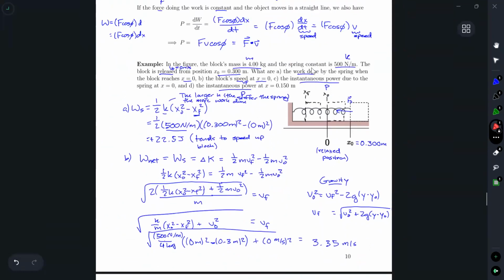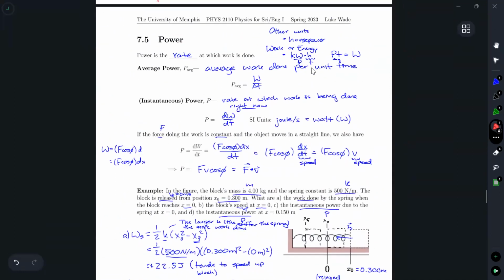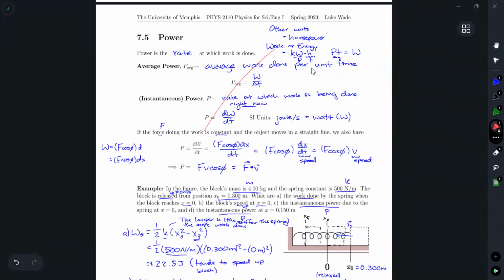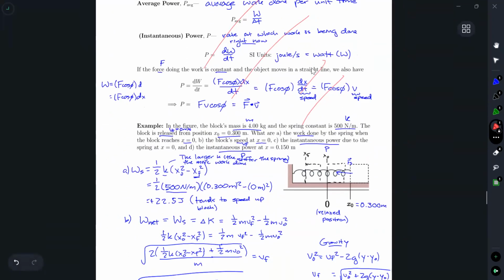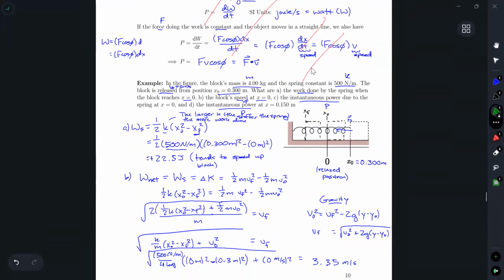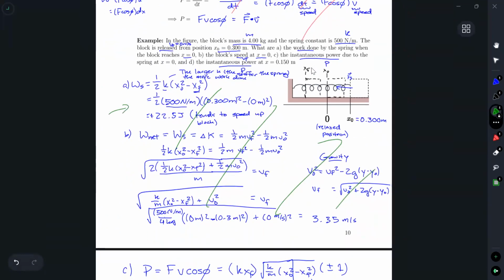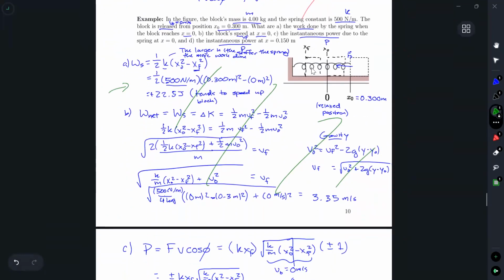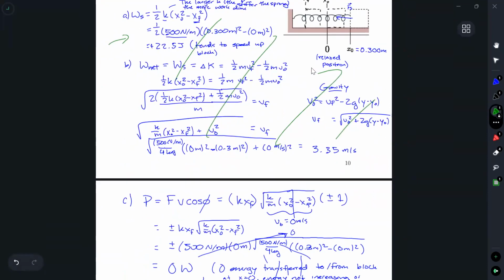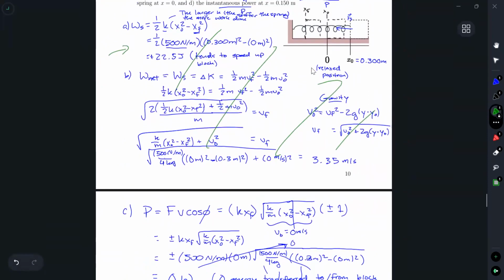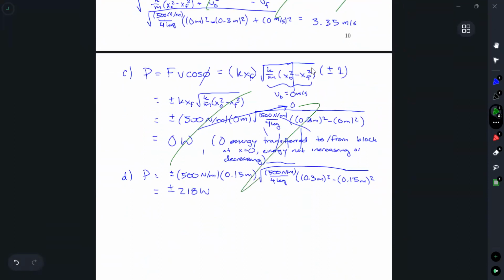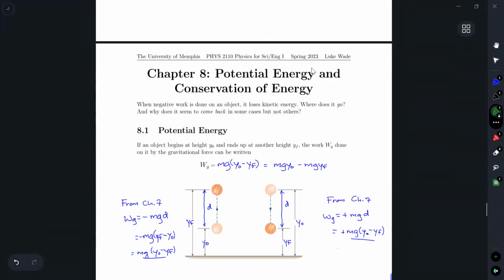Okay, power. I'll just say power's not going to be on there. The work stuff is more important as far as the exam goes. No power stuff. Oh, although that is an example of using the work done by a spring, calculating it. So maybe just part A of that. So that's not there.